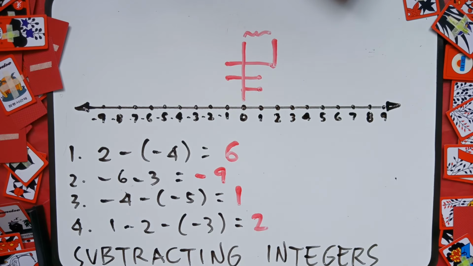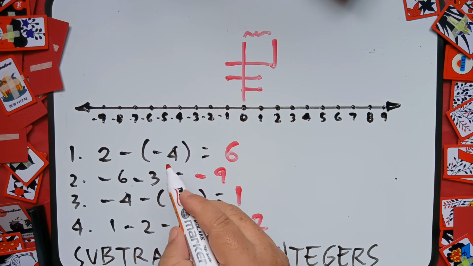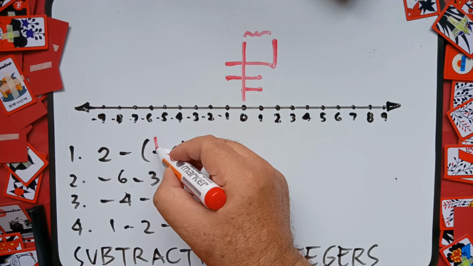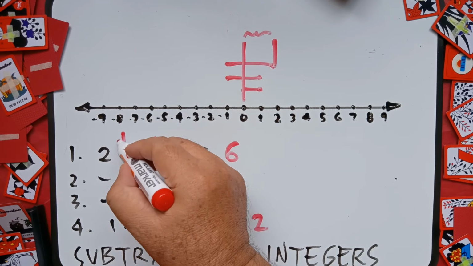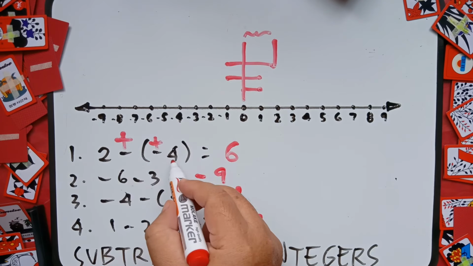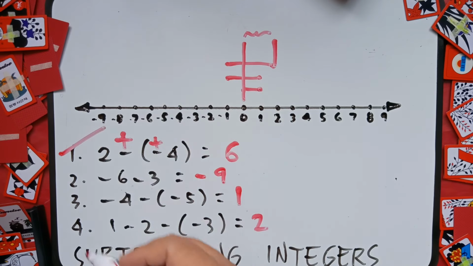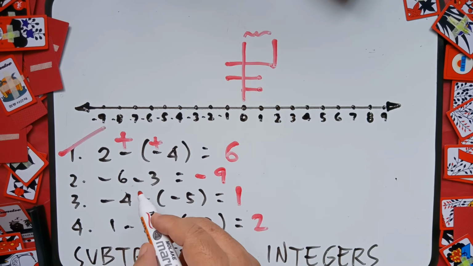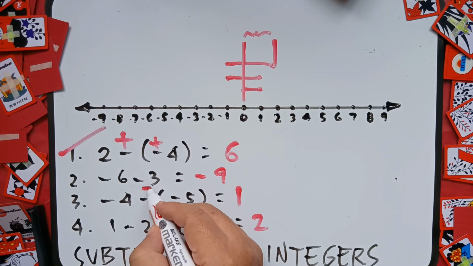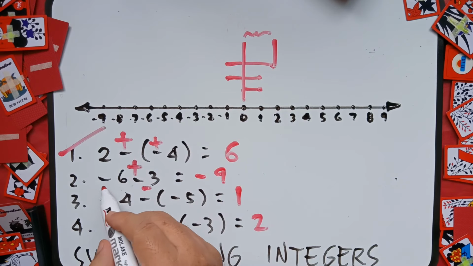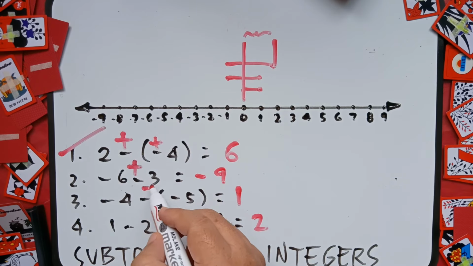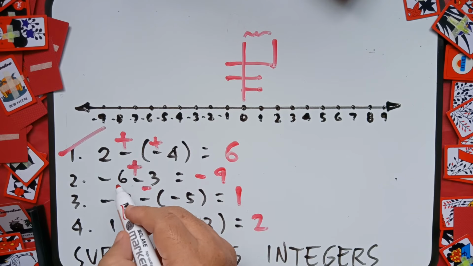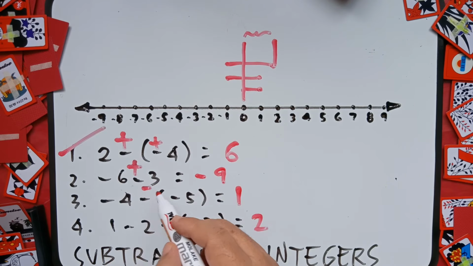Okay, let's try. From the rule of subtracting integers, change the sign of the subtrahend and proceed to addition. This will become positive. This will become plus. 2 plus 4, 6. Okay, check. Change the sign of the subtrahend. This will become negative. This will become plus. -6 plus -3. Same sign. Add the absolute value. 6 plus 3 is 9. Then copy the common sign, negative.